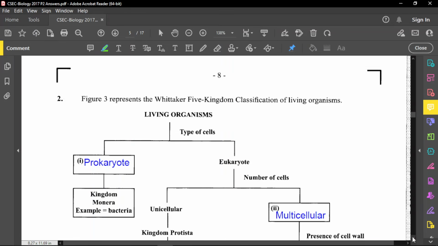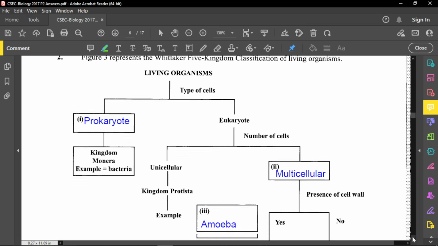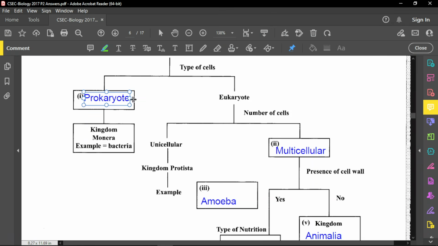All right, so let's go into question number 2 now. And for question number 2, this is figure 3, and this represents a Whittaker 5 kingdom classification of living organisms. All right, and so it pretty much asks us to fill in these things. I'm just going to start right here. And so if you notice this, you have eukaryote here, so the opposite on the other side must be prokaryote. All right, and prokaryote will be going into Monera kingdom, which is the example bacteria.